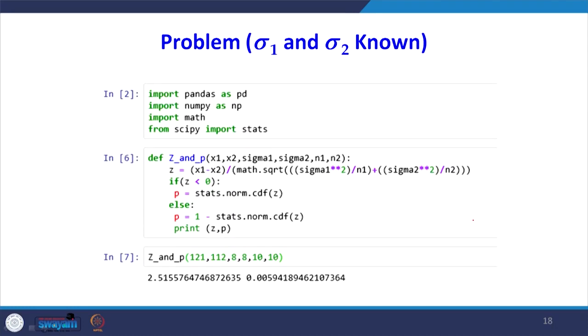So, we have written Python code for this. First import pandas as pd, import numpy as np, import math, from scipy import stats. We are going to make one definition here. We are going to define a function, def, that is the standard syntax, z underscore and underscore p. The variables which we are going to take are x1, x2, sigma 1, sigma 2, n1, n2 with usual notations. Then we will find the z value. The z value is x1 minus x2 over square root of sigma 1 square by n1 plus sigma 2 square by n2.